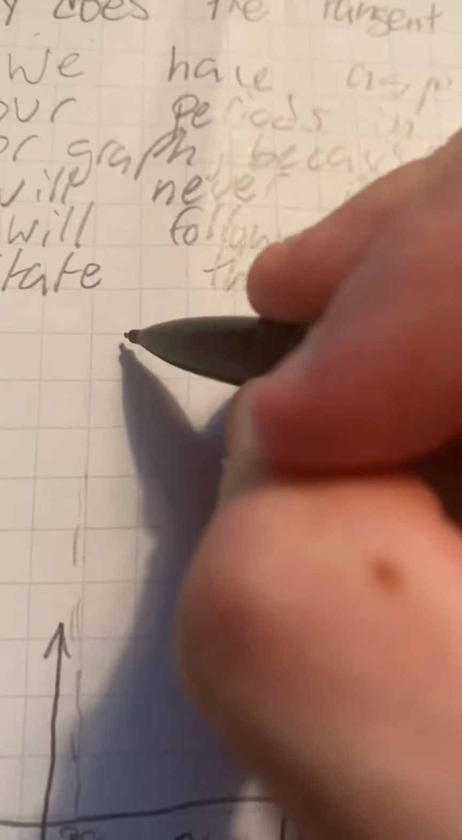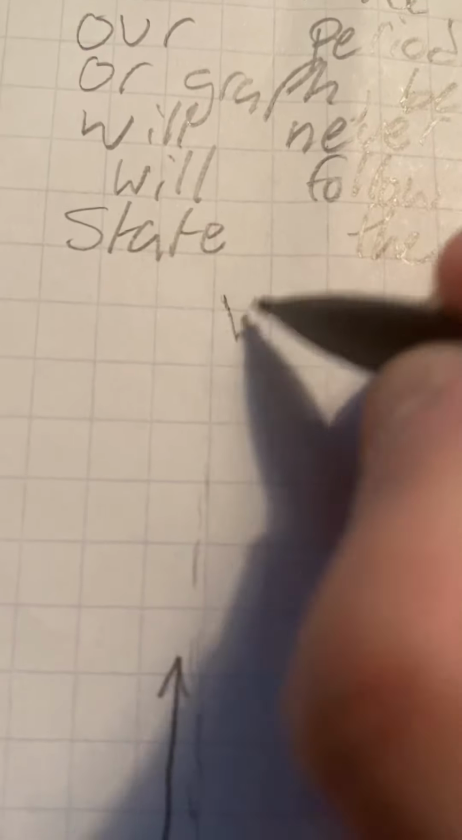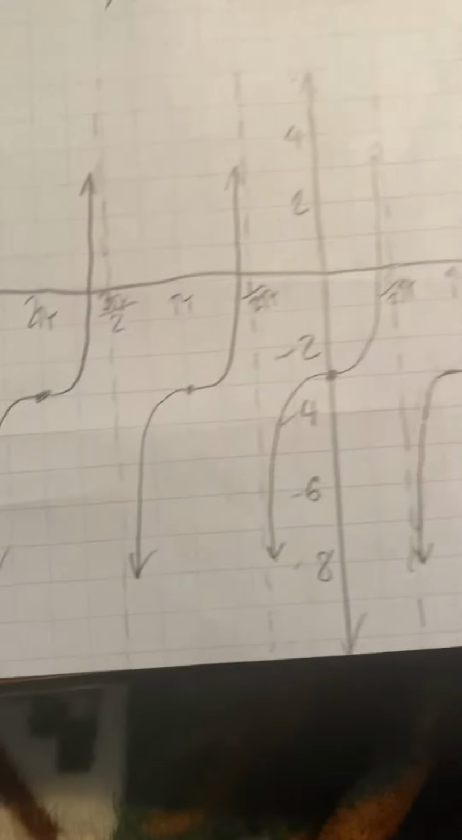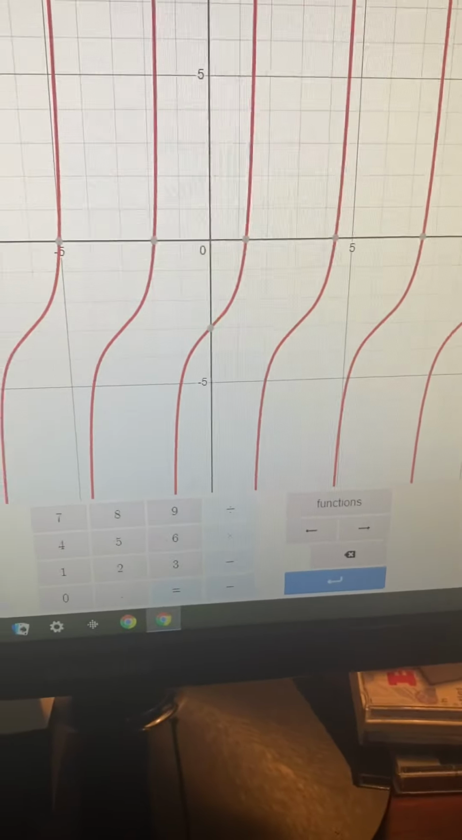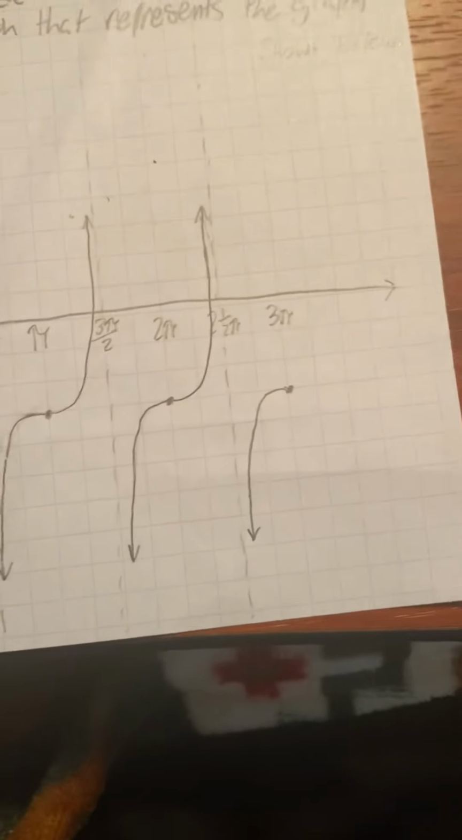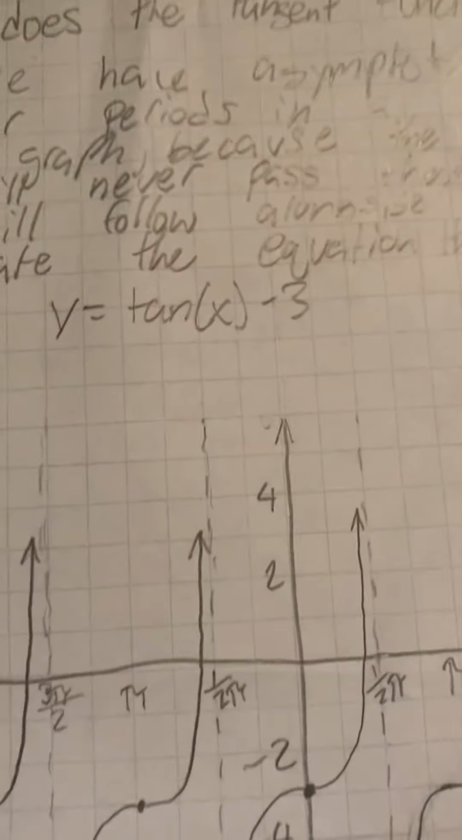which means -3. Alright, so that means it'll go down vertically 3, which means so far y equals tan of x minus 3, because it's going down 3. So let's plug that into the equation just to see if we need to do more. Alright, so we see it's at 3 now, but that actually lines up with the graph pretty well, which means that these are now equal, showing that y equals tan x minus 3 is the equation that represents the graph below.